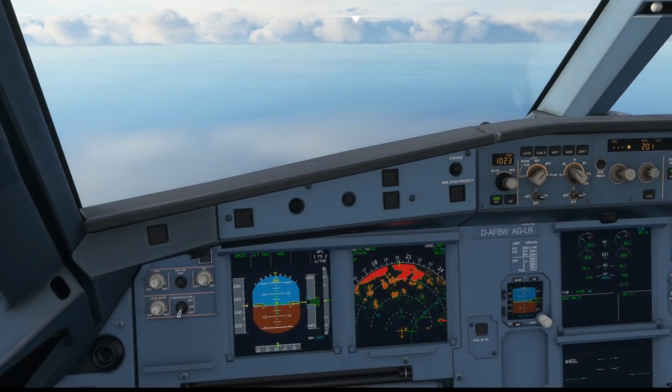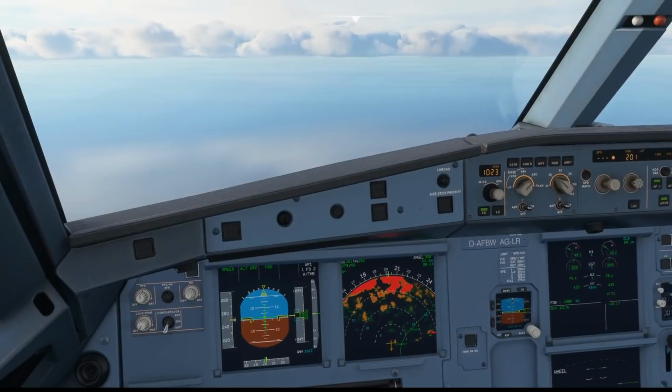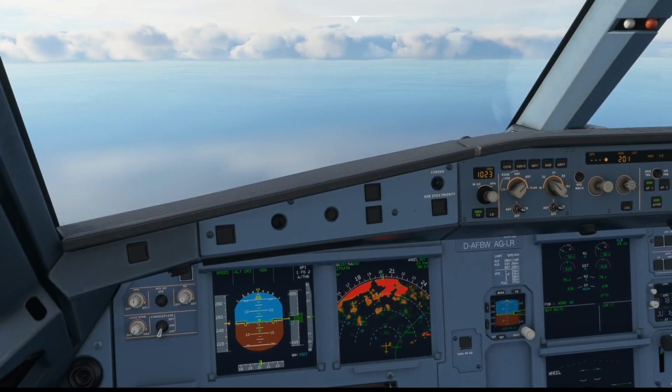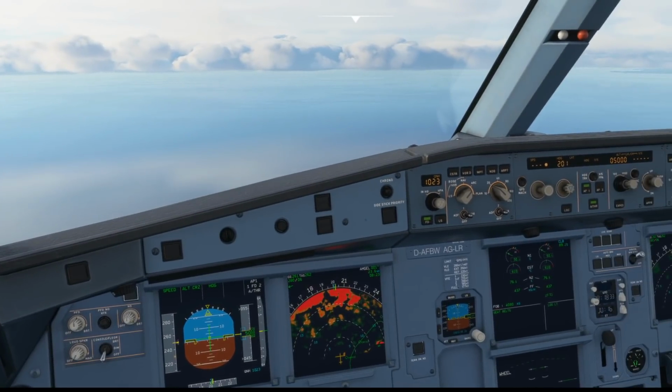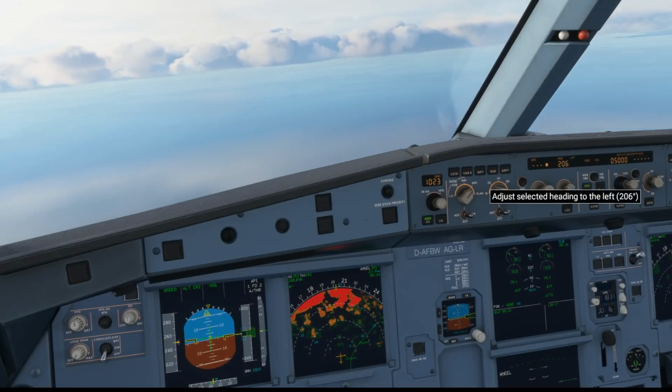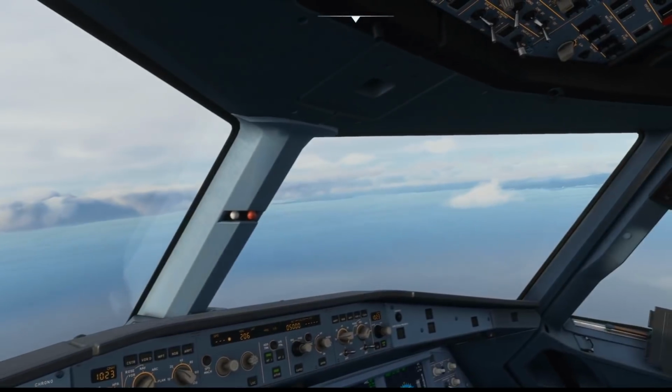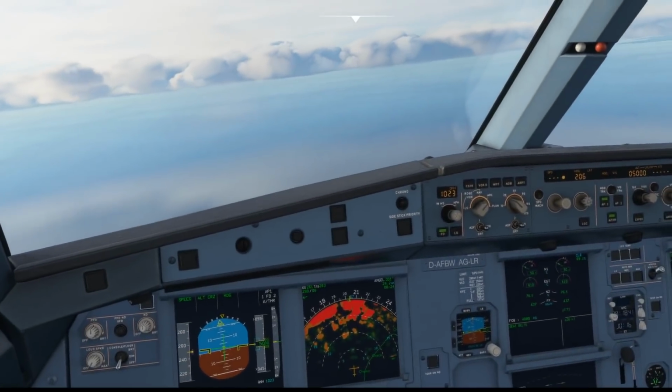all-important landings. So at the moment we've just taken off from Nice in the south of France, and I'm basically just flying a small traffic pattern here so we can get realigned back with the runway. We're going to make a Cat 1 ILS approach.